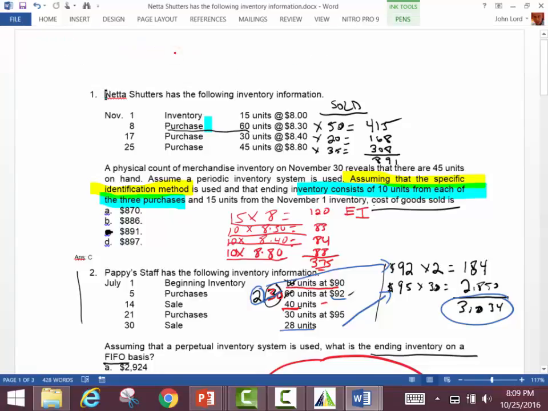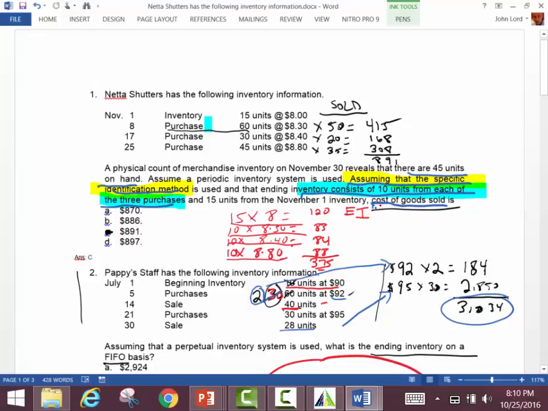And maybe I'll do this heavy blue. Okay, so they're asking me what? Cost of goods sold. They tell us that there are 45 units on hand, and we're using specific identification. Ending inventory consists of 10 units from each of the 3 purchases.